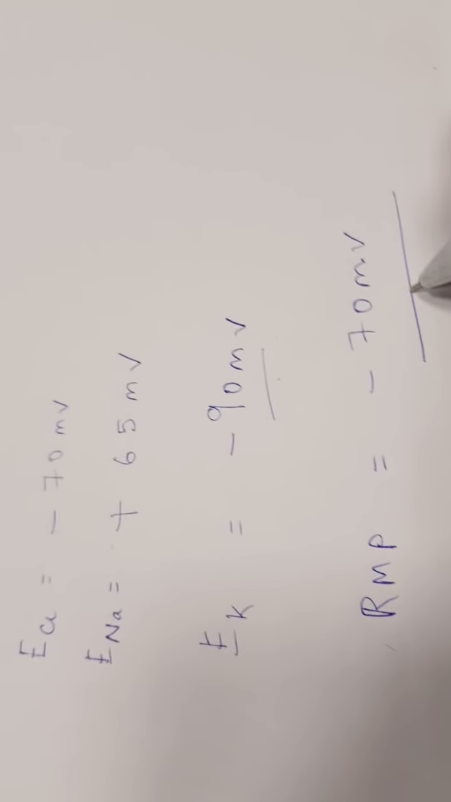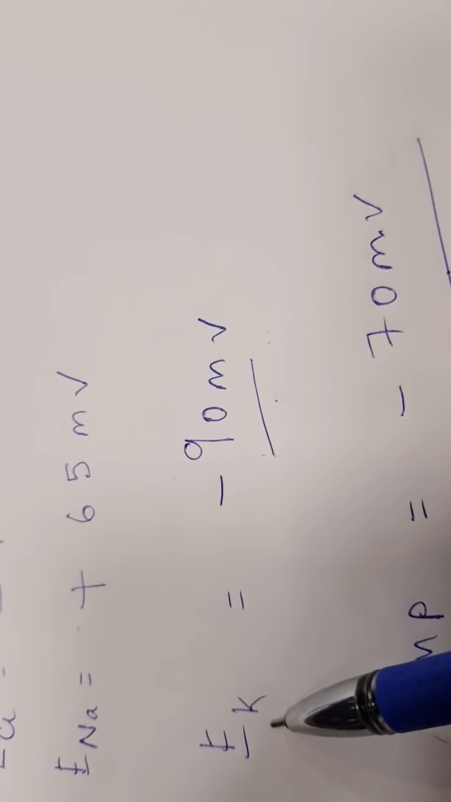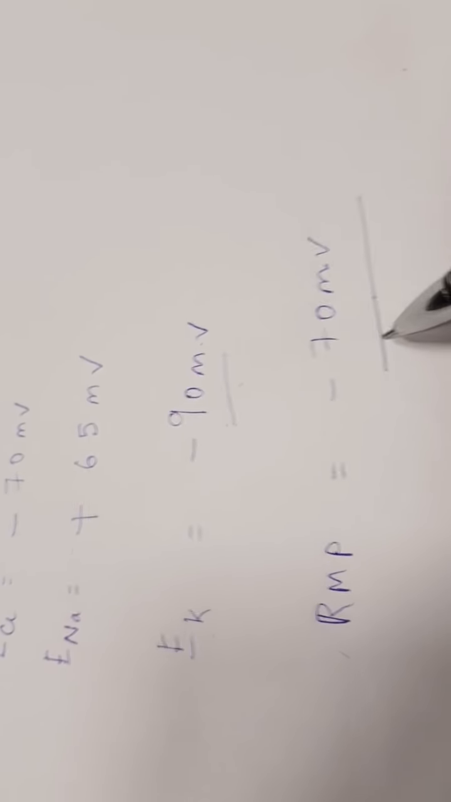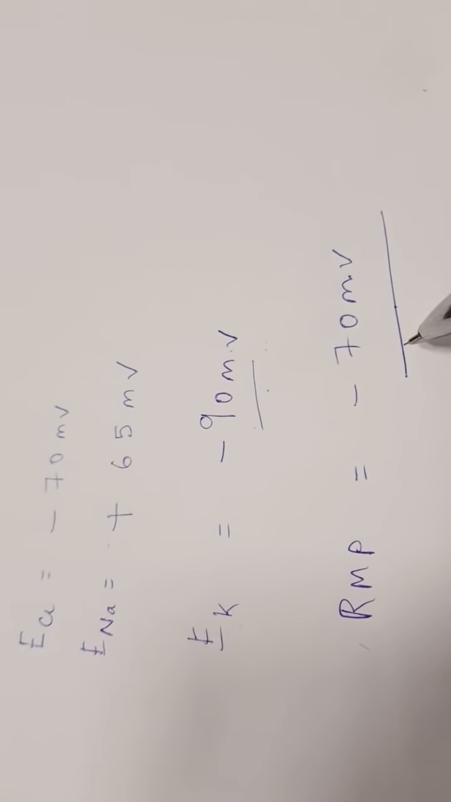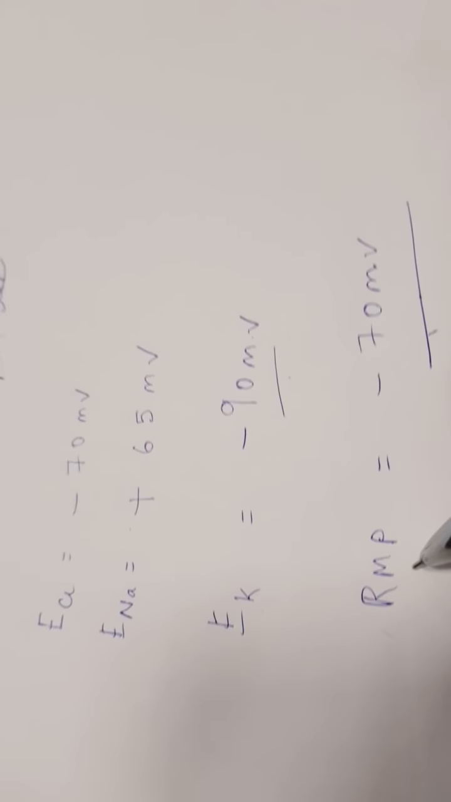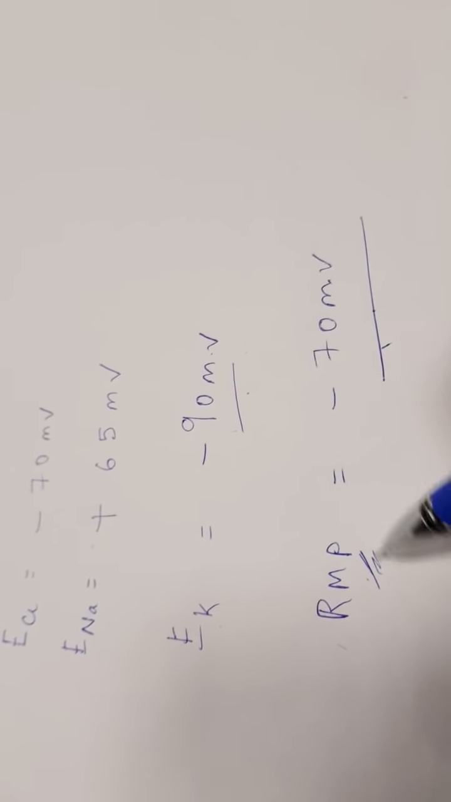So the RMP is much nearer to the equilibrium potential of potassium, which is minus 90. This is because normally the sodium will not contribute much to the RMP. We have talked about this earlier. This is just a review of that.